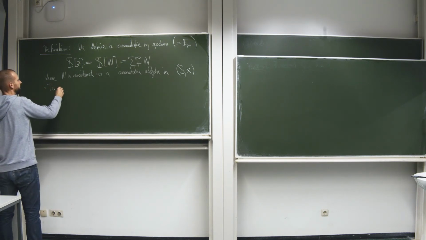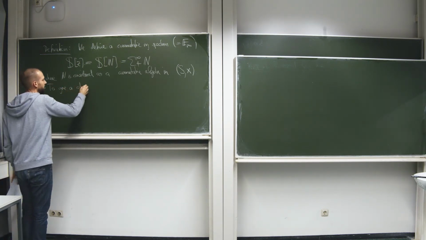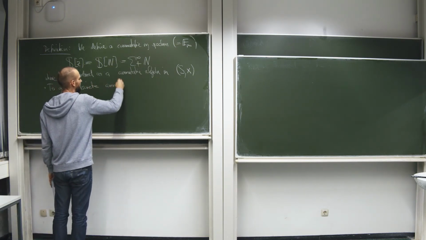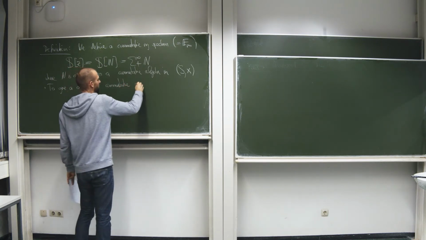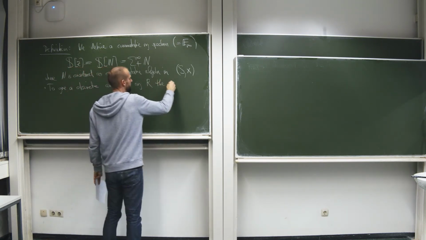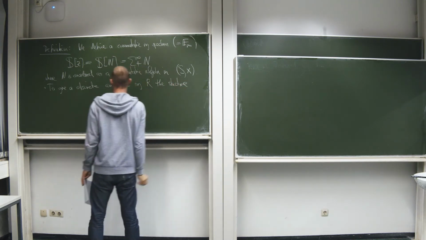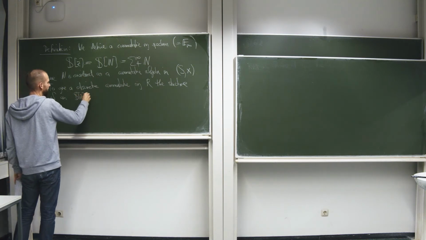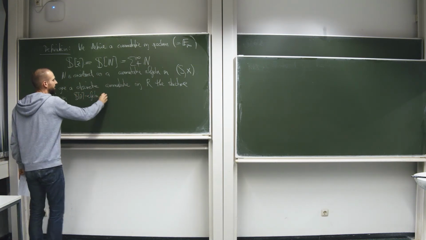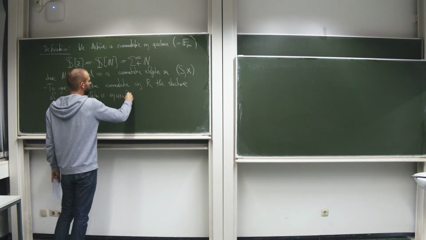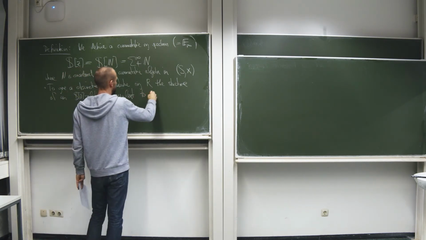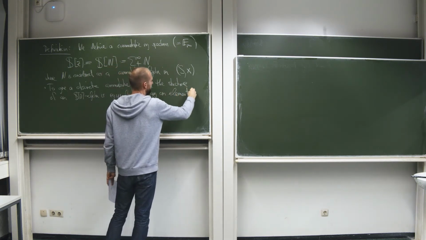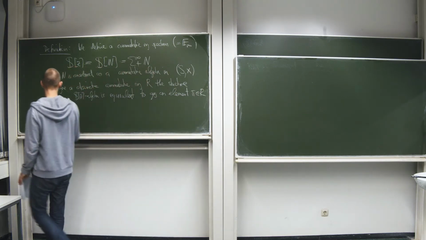So to give a discrete ring, commutative say, R, the structure of an S adjoint Z algebra is equivalent to giving an element pi in R, right? So that we send Z to pi.